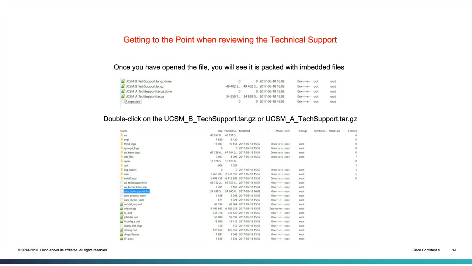The one that's highlighted is sam_techsupportinfo. This is one of the biggest clues as to which Fabric Interconnect is acting as your primary. The other way, of course, is to check the cluster state. But if I were to select A, you would not see that sam_techsupportinfo file in there, telling you that that is most likely the subordinate.